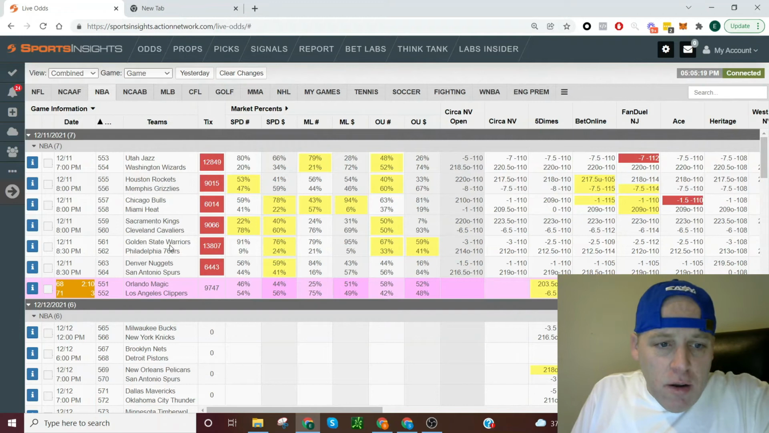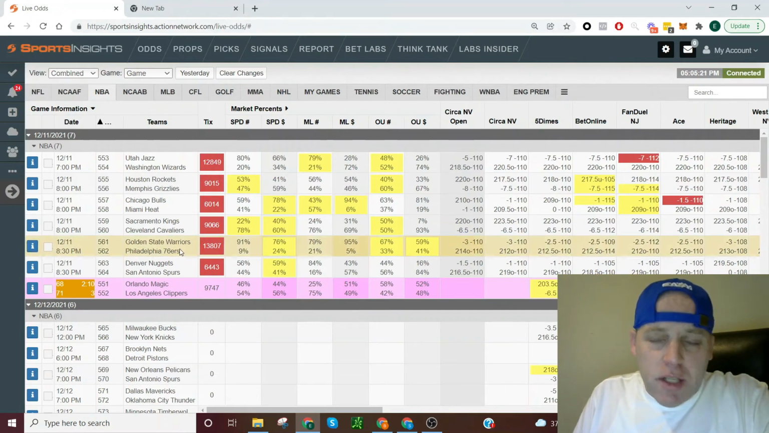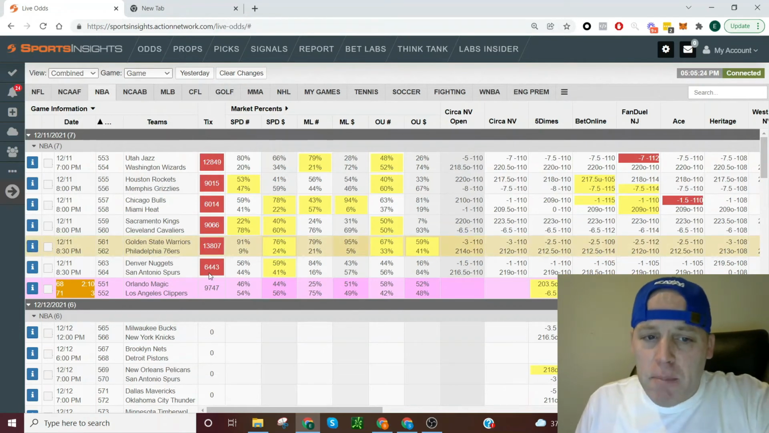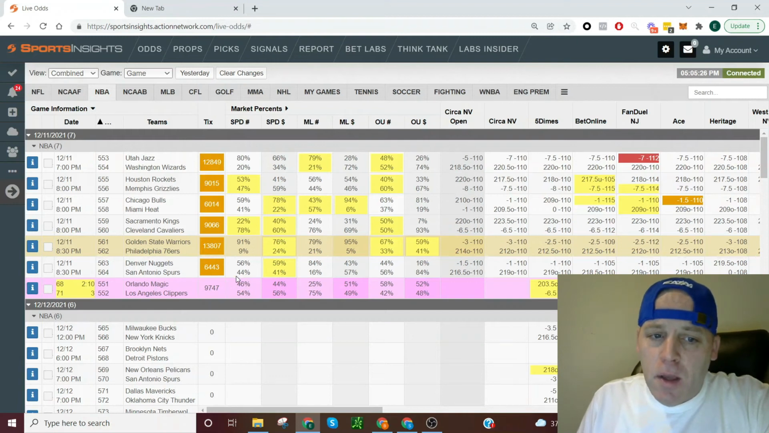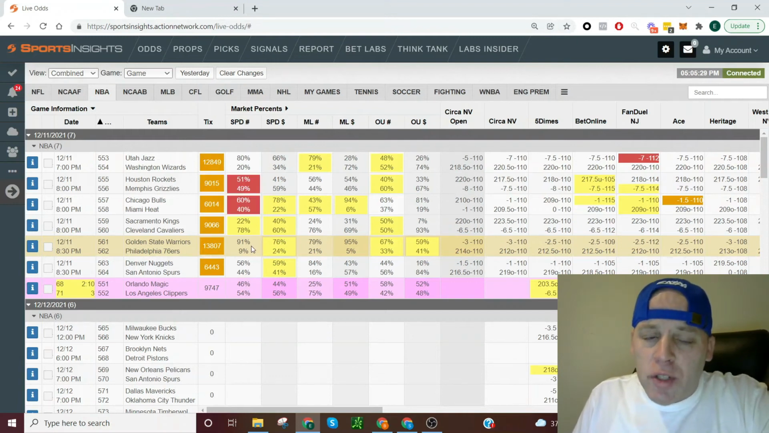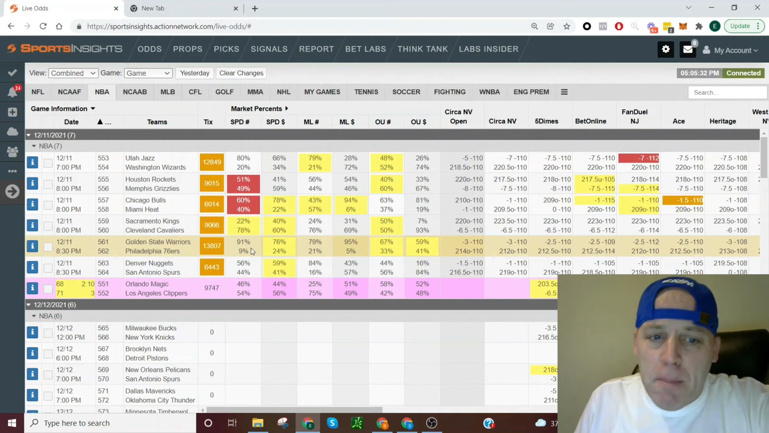Golden State, 76ers. Now, Golden State's a popular team. They usually get betting support no matter who they're playing. And it's no surprise here. Golden State is getting 91% of all the bets, 76% of the money. This is lopsided bets and money here, all on Golden State.